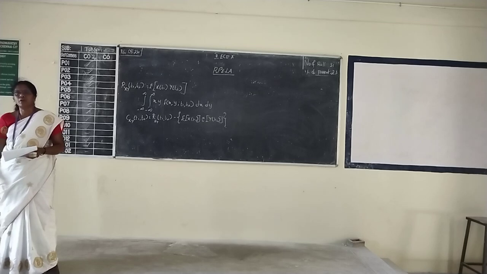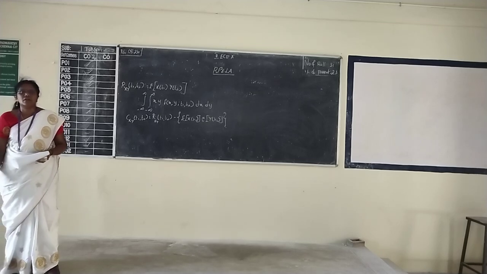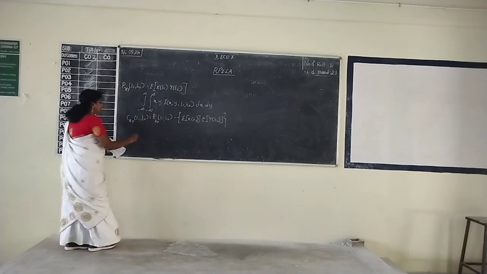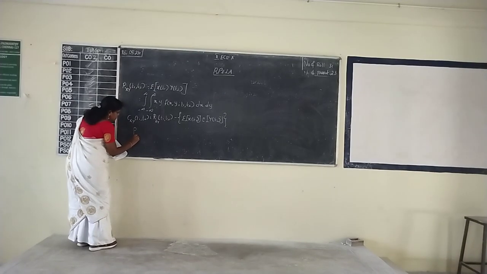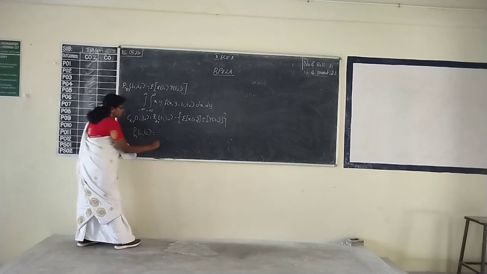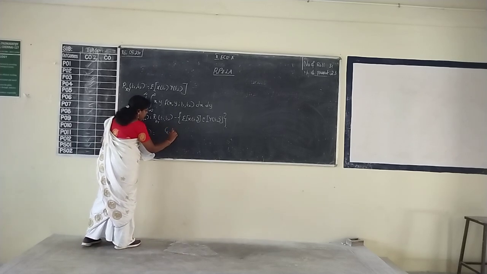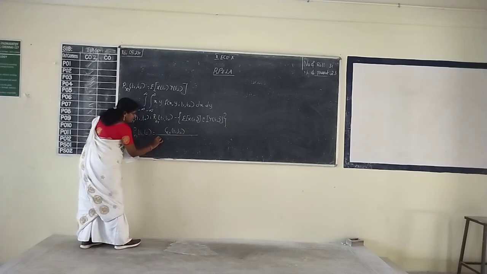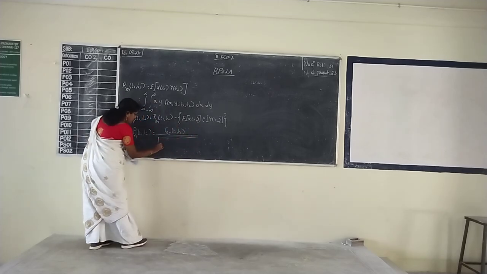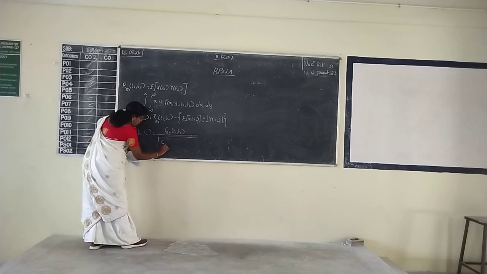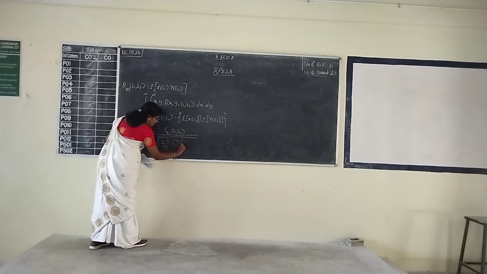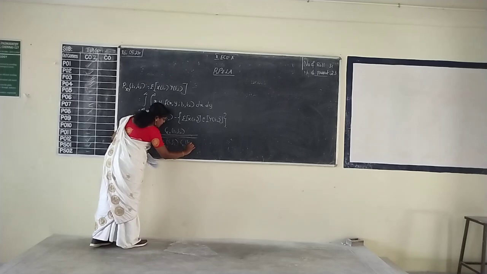Cross correlation coefficient. Rho xy of t1 comma t2 is equal to Cxy of t1 comma t2 divided by square root of Cxy of t1 comma t1 into Cxy of t2 comma t2.